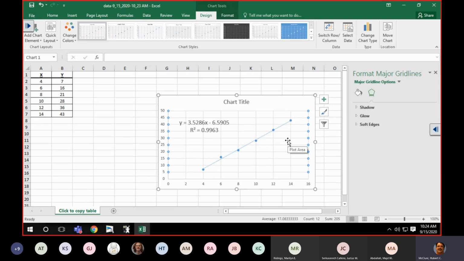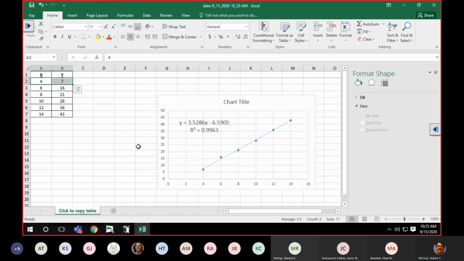Now, the reason I'm doing this is because the directions did not give you 2 points to use. Now, if they did, you would do the point slope equation in the slope. Let's say they gave you 4 and 7, and we used the last one, 14 and 43.